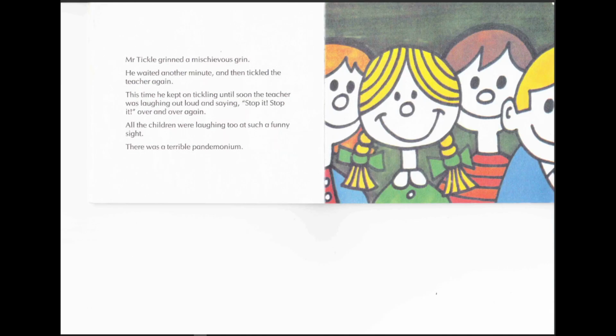Mr. Tickle waited a minute and then reached in through the window. Mr. Tickle's extraordinary long arm went right up to the teacher, paused, and then tickled. The teacher jumped in the air and turned around very quickly to see who was there, but nobody was there. Mr. Tickle grinned a mischievous grin. He waited another minute and then tickled the teacher again.